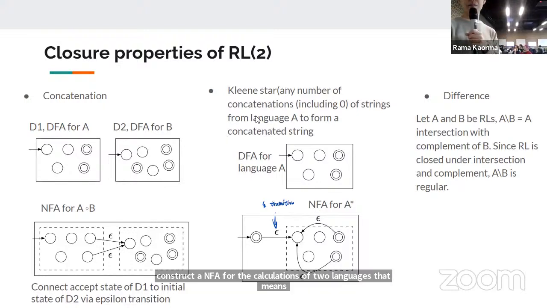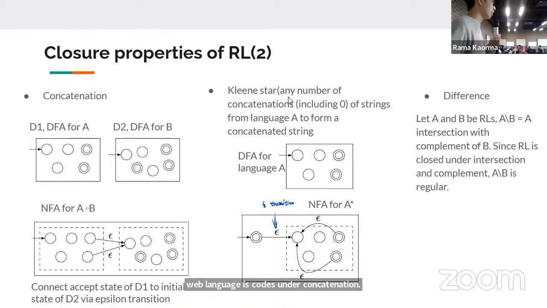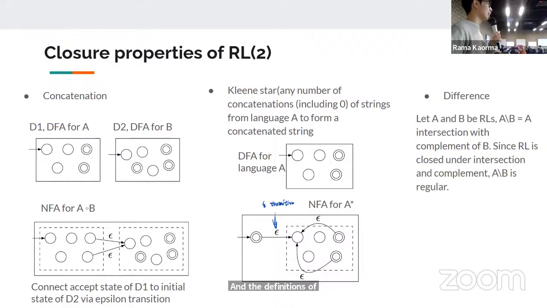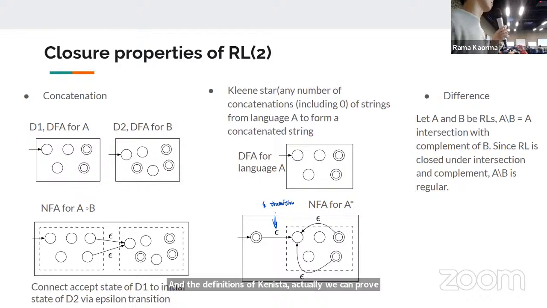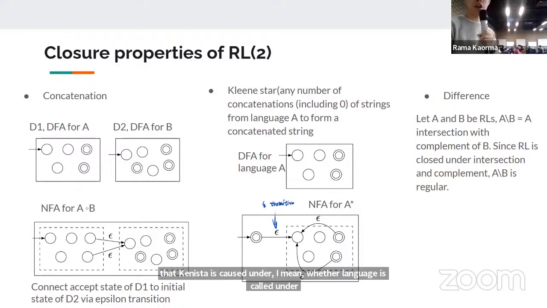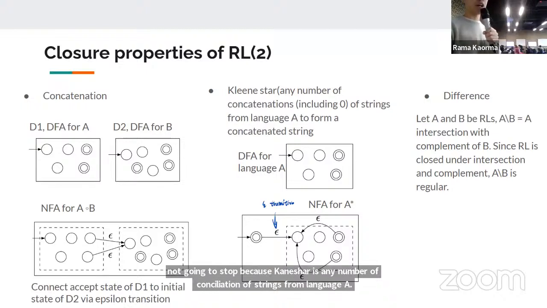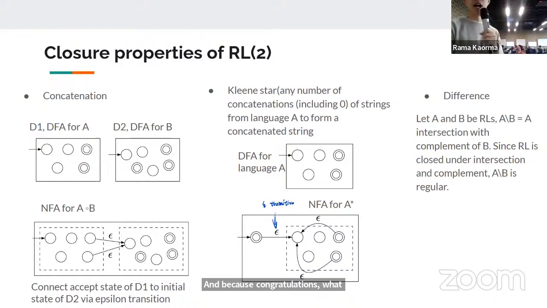All right, so Kleene star. Actually, we can prove this because Kleene star is any number of concatenations, including zero, of strings from language A to form a concatenated string. That means, by the closure properties of concatenation and the definition of Kleene star, we can prove that regular language is closed under Kleene star, because Kleene star is any number of concatenations of strings from language A, and because regular language is closed under concatenation, we can prove regular language is closed under Kleene star as well.